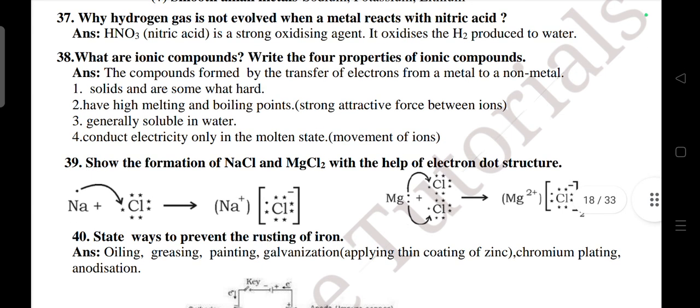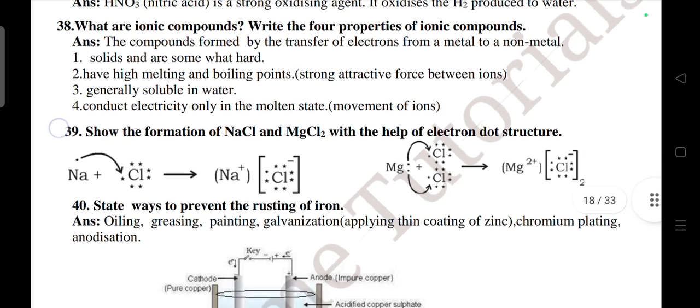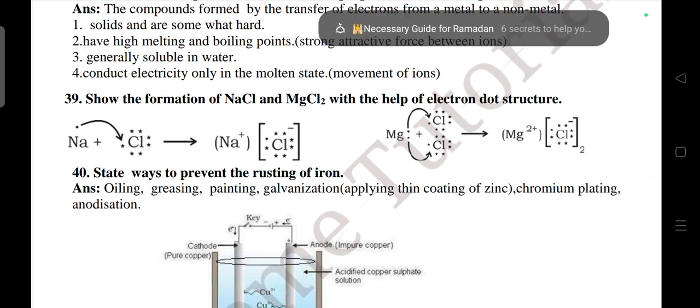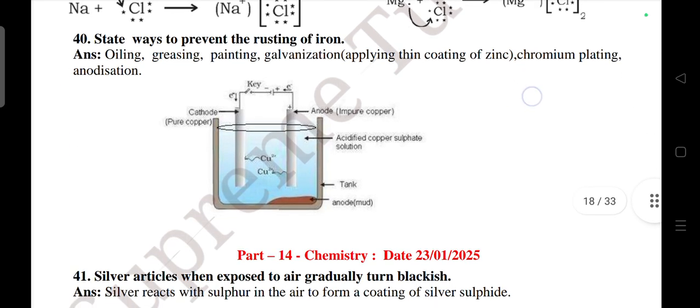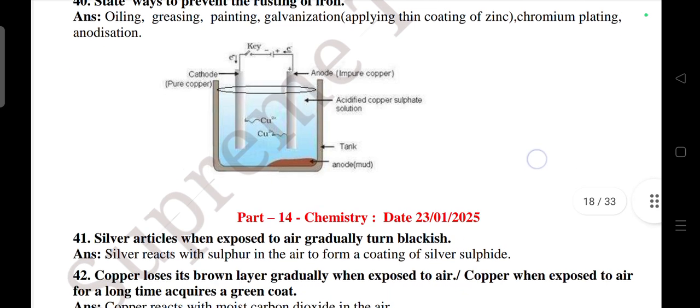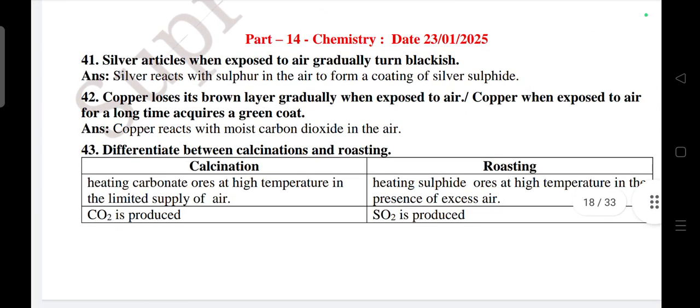What are ionic compounds? Write 4 properties of ionic compounds. Show the formation of sodium chloride and magnesium chloride with the help of electron dot structures. State ways to prevent the rusting of iron. Next question. Silver articles when exposed to air gradually turn blackish. Why? Copper loses its brown shine gradually when exposed to air. Copper when exposed to air for a long time acquires a green coat. Explain. Differentiate between calcination and roasting.